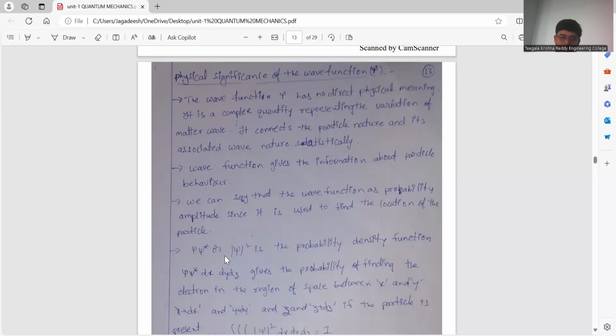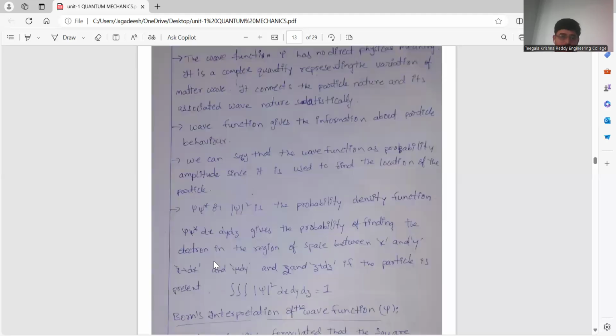Psi star psi, or mod psi square, is the probability density function. Psi star psi dx dy dz gives the probability of finding the electron in the region of space between x and x plus dx, y and y plus dy, and z and z plus dz. If the particle is represented, the integral of mod psi square dx dy dz equals 1.